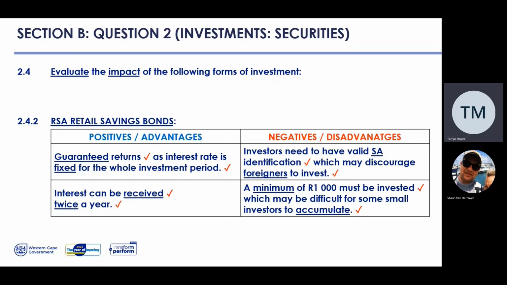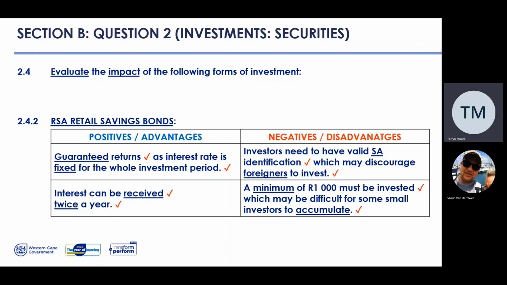Again, we're looking at the positive side, we're looking at the negative side. If you don't have SA identification, you cannot invest. And if you don't have 1,000 Rand to invest, then you cannot use the RSA Retail Savings Bond as a form of investment. Then this investment cannot be for you. But if you can obtain 1,000 Rand and you have identification, you can invest, you'll get a guaranteed return at a fixed rate for the entire duration of the investment period, and you will receive interest twice a year.